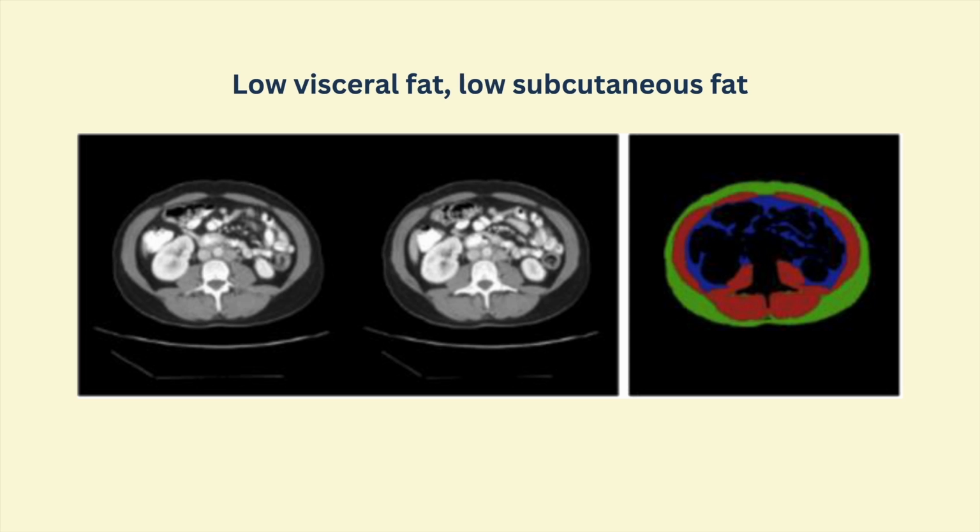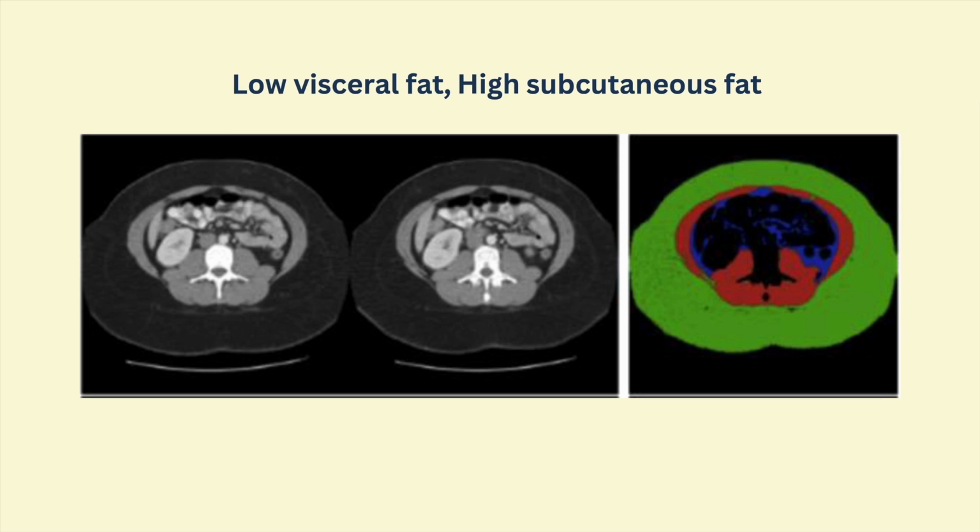So this is someone, and they've highlighted here in green the subcutaneous fat, the blue is visceral fat, and red is muscle. What we can see in this patient is that they've got a low amount of visceral fat and minimal subcutaneous fat. This is a metabolically healthy person, and they would also have a normal BMI, but they are healthy.